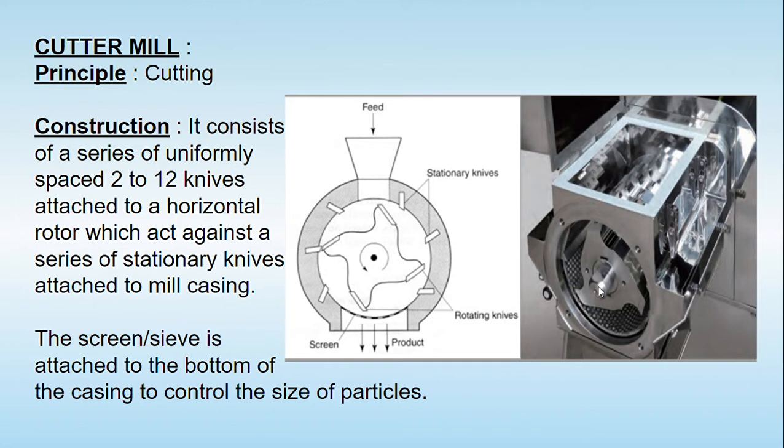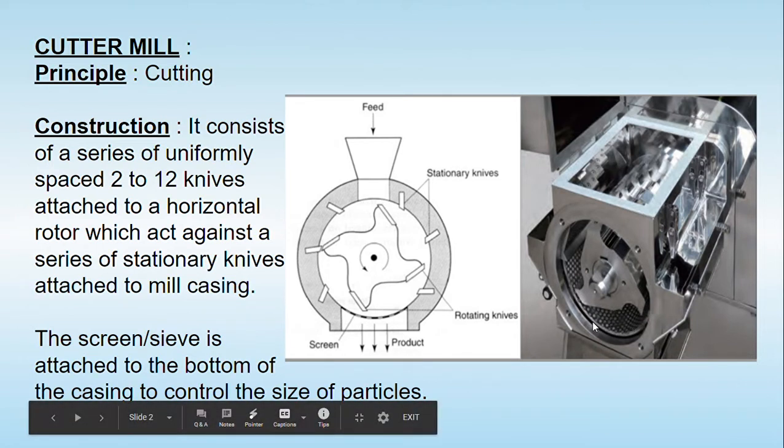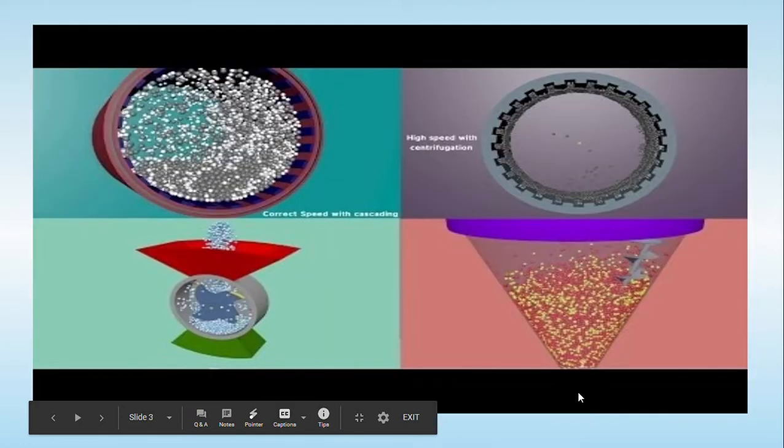As shown over here, there is a rotor, and these knives are attached. Those are the rotating knives, while inside the wall you can find some stationary knives. At the bottom you find the sieve or the screen, which will control the size reduction of the particles undergoing the cutting process.